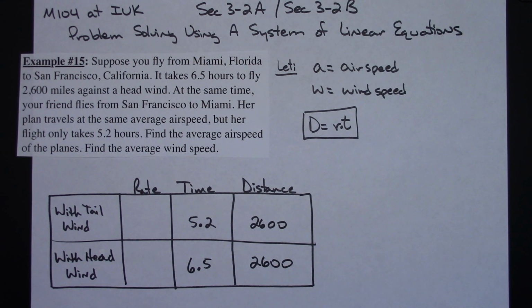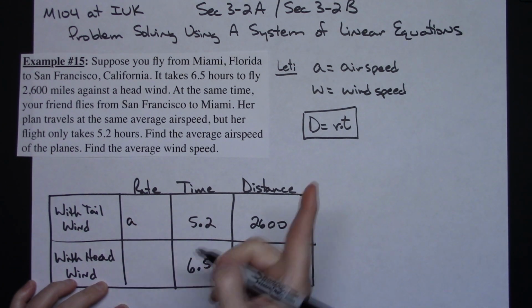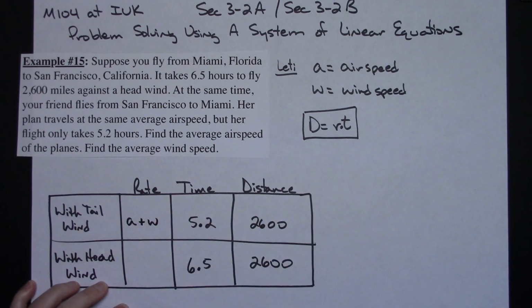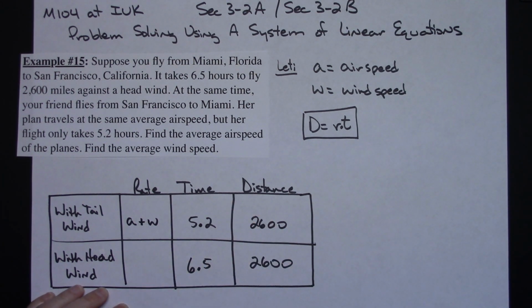Now with the tailwind, it speeds you up. With the headwind, it slows you down. So your airspeed plus the wind speed speeds you up, because it's with you. You've got that tailwind pushing, making you faster. With the headwind, it's going to slow you down, so your airspeed minus the wind speed ultimately slows you down.